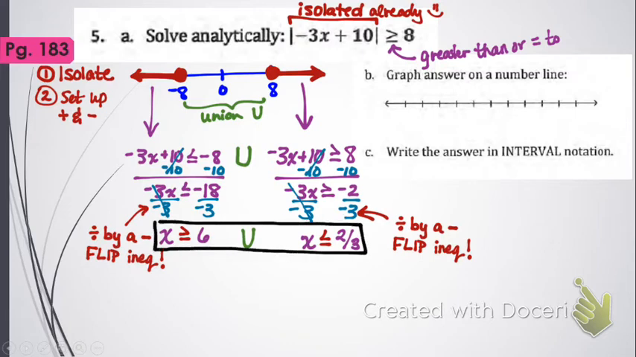So now I need to take this and I need to graph it. Which one of these numbers is smaller, 6 or 2/3? 2/3. 2/3 is smaller. So it goes farther to the left or farther to the right? Farther to the left. What kind of an inequality do I have here? Less than or equal to. So do I fill in my dot or not? Yes, fill it in. And then I'm going to shade which way? Left.